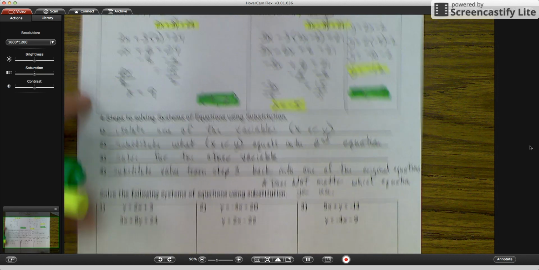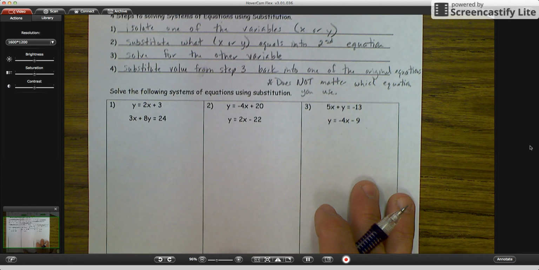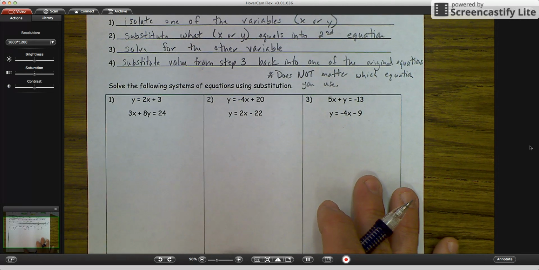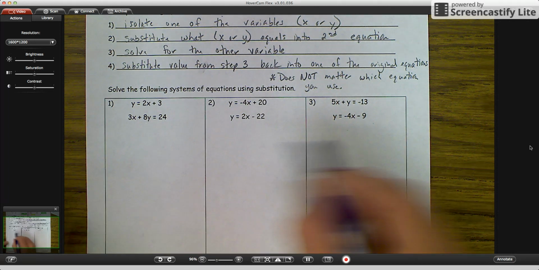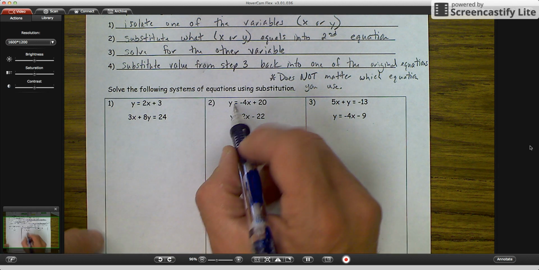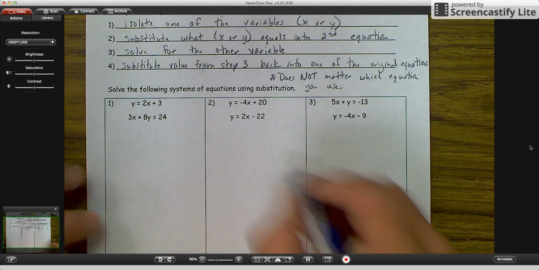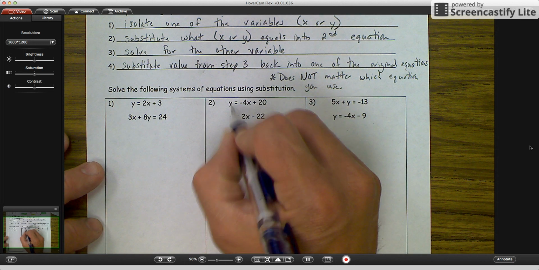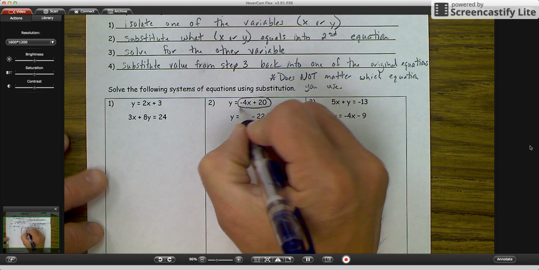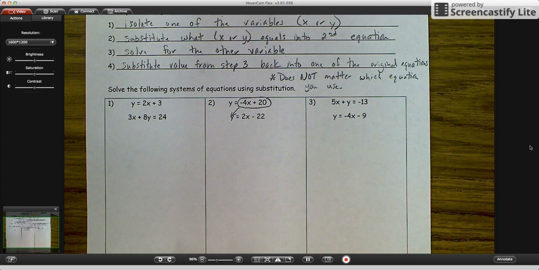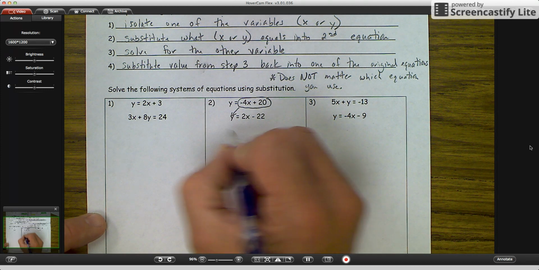So let's look down here. There are 3 examples. I'm going to do one of them. I'm actually going to do the example in the middle because it looks a little bit different from the other 2. Okay? And it says y equals negative 4x plus 20 and y equals 2x minus 22. So we know that we have y isolated in both. What we're going to do is take this one and substitute it for that y. If you wanted to take the 2x minus 22 and substitute it for that y, you could do that as well. But here we go.